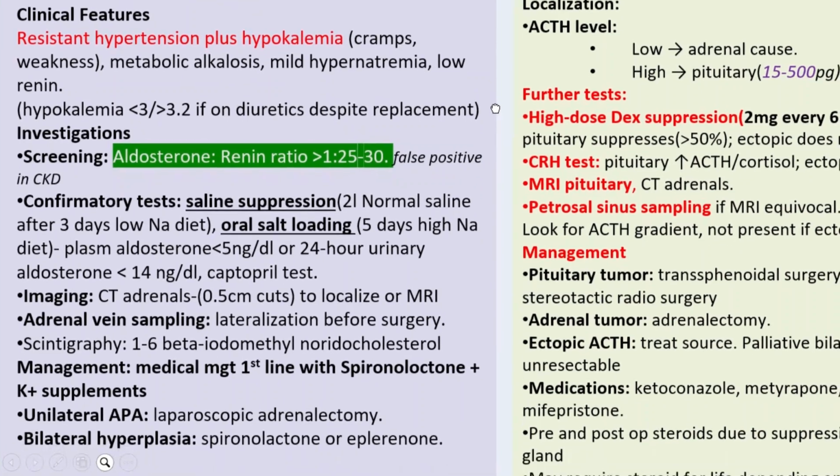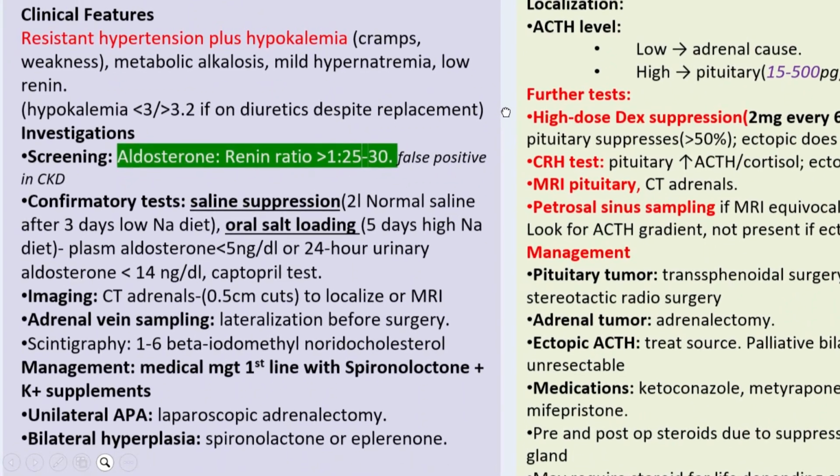This means that the aldosterone is not coming from the normal cascade, because remember, renin has to go high, and when renin is high, that is when you have its cascade going on to producing the aldosterone. So most of the time when we are having a patient with hypokalemia of less than 3, or less than 3.2 if they're on diuretics, despite replacement, they may want to suspect that they're probably having this primary hyperaldosteronism.